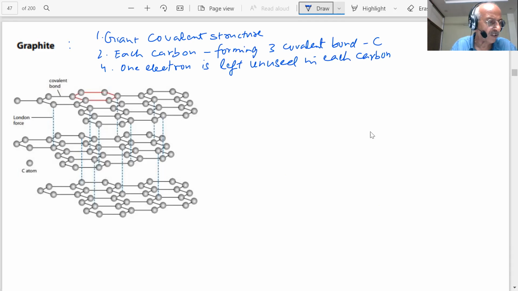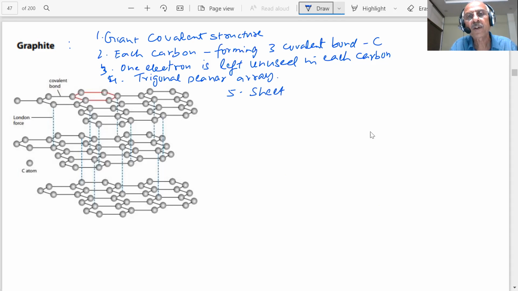So it has delocalized free electrons. Let me take it pointwise. This is a trigonal planar array, and it has a sheet type of structure. As you can see, these are the sheets. These sheets are held by weak van der Waals forces.